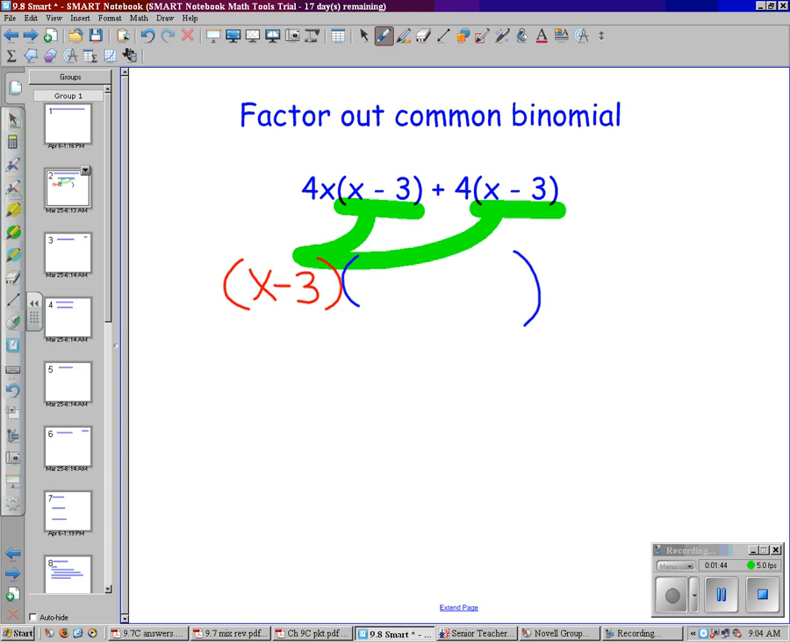Think about this. If you divide this by x minus 3, doesn't that mean these two are gone? What am I left with? 4x. So put a 4x here. And if I divide this by x minus 3, what am I left with? A 4. And I have a plus sign in front of that 4. So guess what? It's a plus 4. You just created 2 binomials. That was easy.